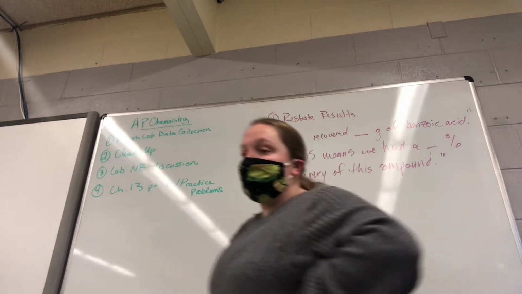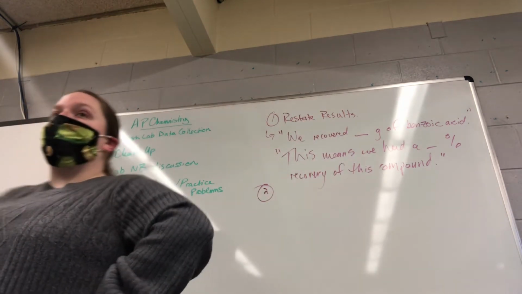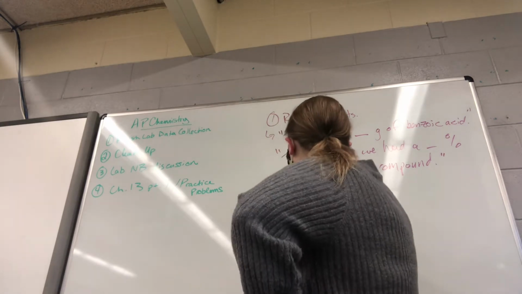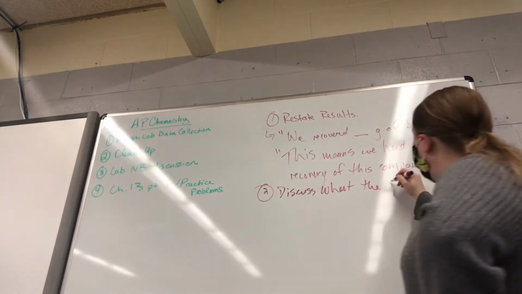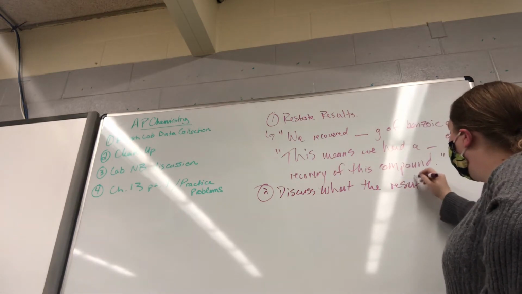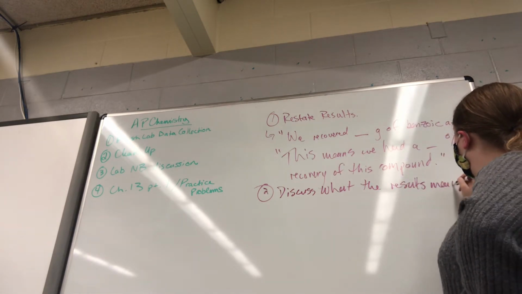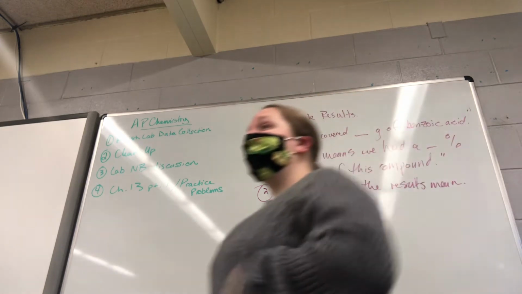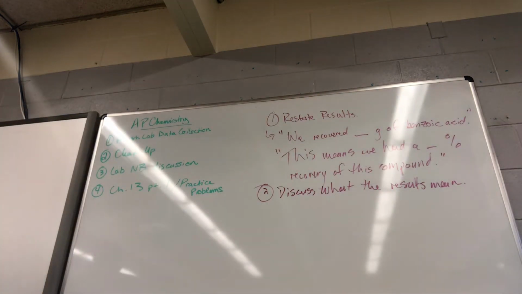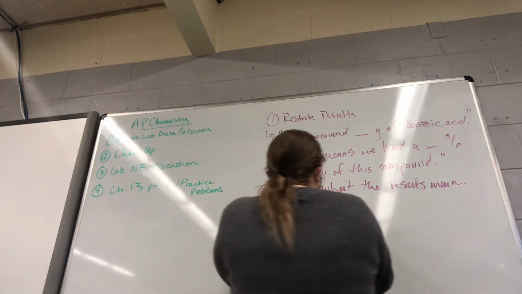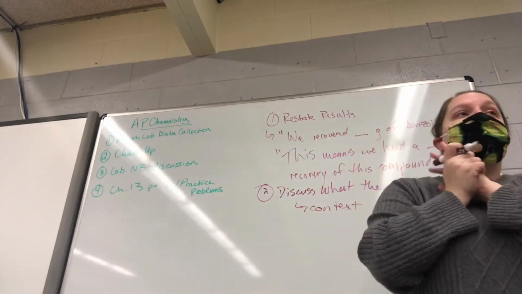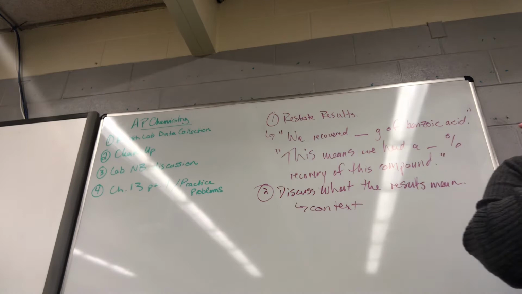The next thing we need to do is actually discuss what those numbers mean. Okay, saying I recovered 1.07 grams of the compound really isn't useful unless you give it some context, right? So think context here. You had 107% recovery if you got that amount recovered, okay?